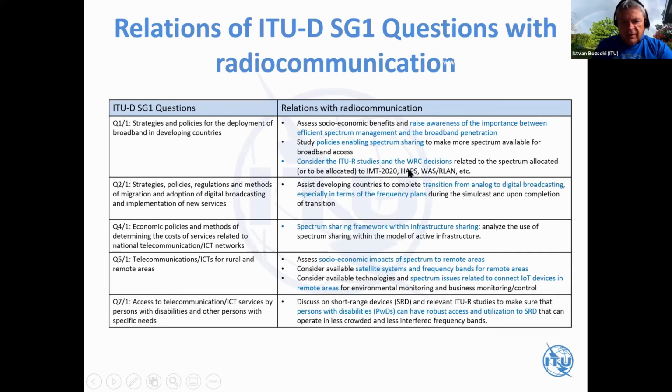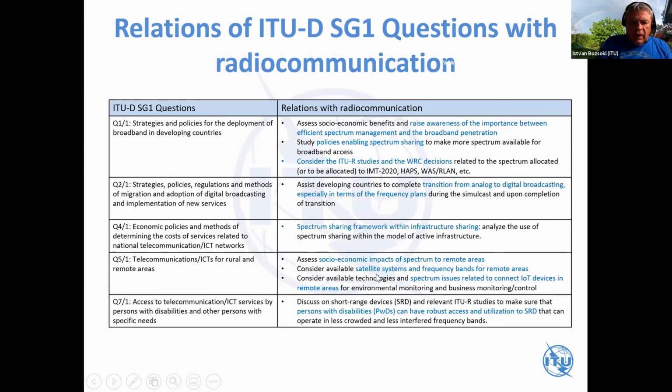You can see here IMT-2020 hubs. So you will hear already some presentation on these subjects later during the seminar. The broadcasting question is assisting the countries in the transition from analog to digital broadcasting, especially in terms of the frequency plans during the simulcast and upon completion of transition. The economic policy and methods of determining the cost of services: here is the spectrum sharing framework within infrastructure sharing.